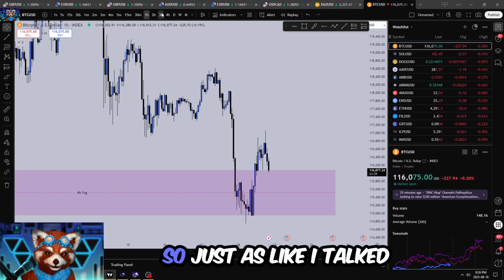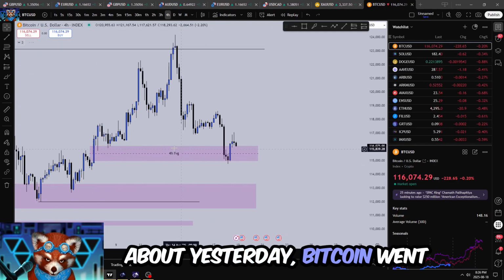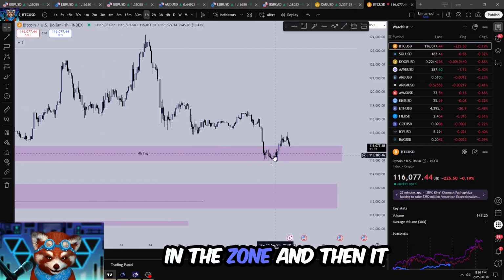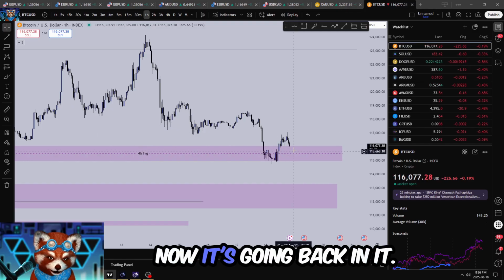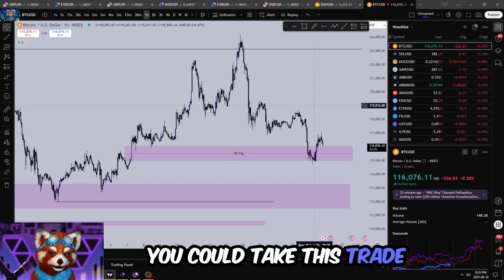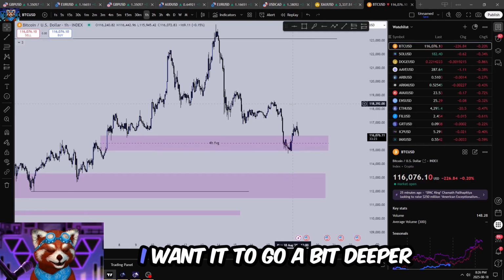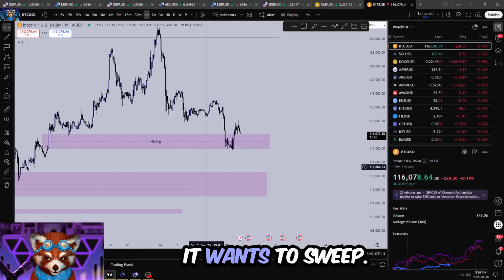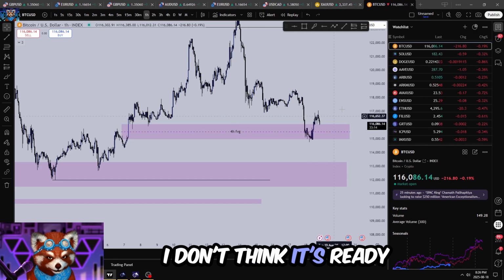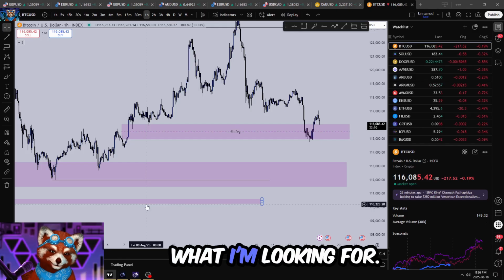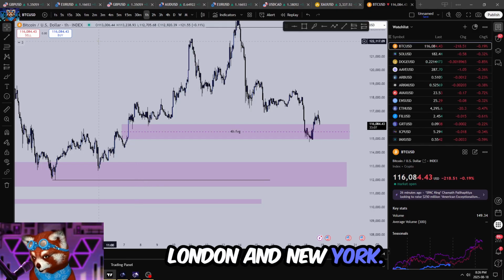And Bitcoin. Just as I talked about yesterday, Bitcoin went to our zone, started consolidating for a few hours in the zone, and then it broke above the zone. Now it's going back in it. You could take this trade and look for longs. I want it to go a bit deeper down before I look for longs because I think it wants to sweep. I don't think it's ready to go up just yet. But that's pretty much what I'm looking for, London and New York.